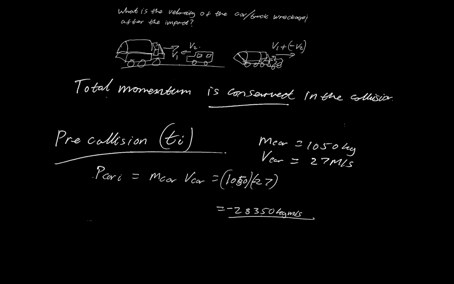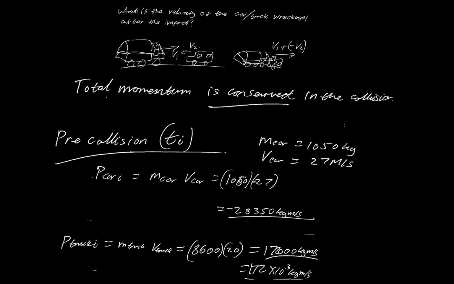So the initial momentum of the car is 1,050 times negative 27. Remember, the car was traveling right to left, giving us a total momentum for the car of negative 28,350 kilogram meters per second. The truck will have its own momentum, which is going to be m truck times velocity of truck, which is going to be 8,600 times 20 meters per second. That's going to give us 172,000 kilogram meters per second.